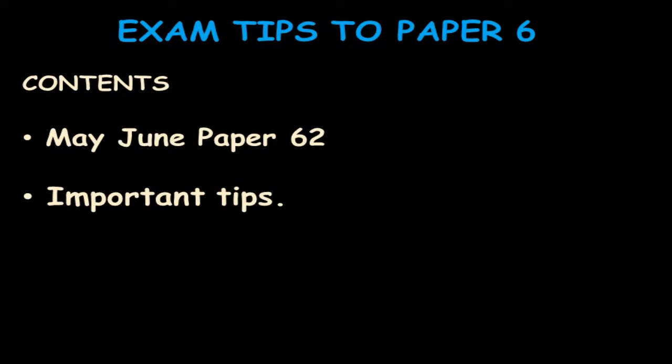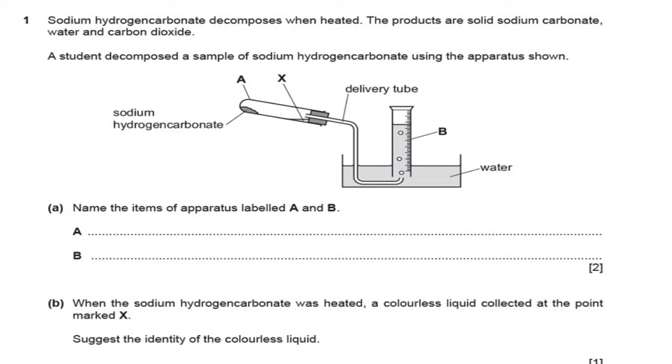In this video, we will discuss the IGCSE paper of May-June series paper 6-2 and we'll also discuss the important tips of how to solve paper 6. So here is the question paper 6-2 of May-June series of IGCSE Chemistry 0620 code.